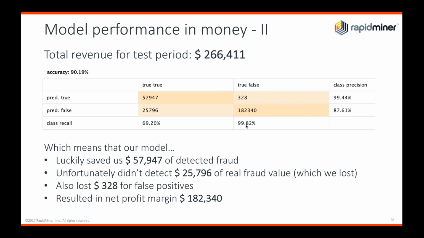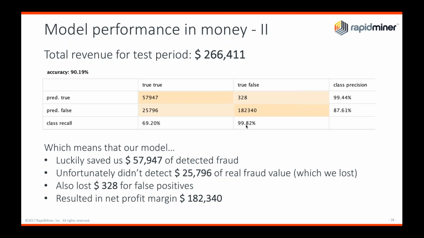So the numbers you see in the matrix are actually telling us the real business impact of implementing this model. And you see that after implementing the model and testing it on the payments data from June, you were able to save around 58,000 because you detected fraudulent activity. Also, you have lost around 26,000 because you didn't detect this part of fraud, so those are false negatives. You lost some small amount because of false positives, where you blocked some transactions which were not fraudulent. And you have a certain figure for your net profit.